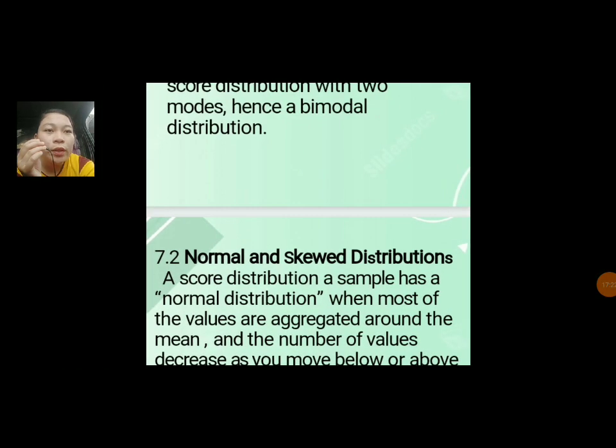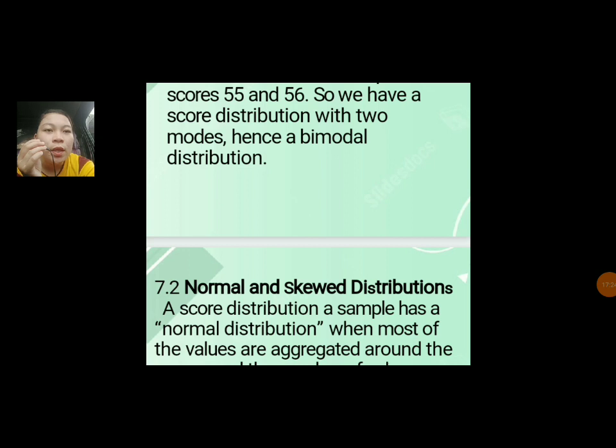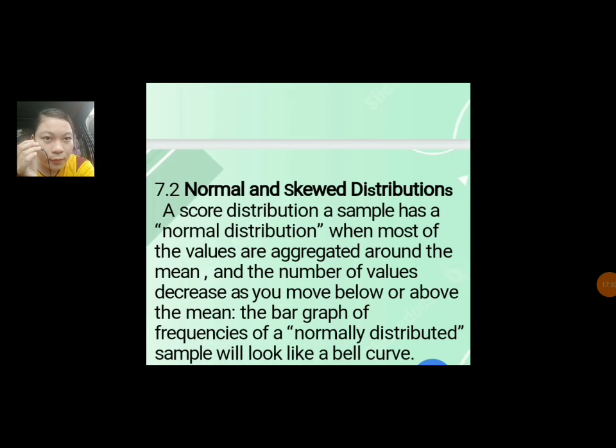So we have a score distribution with two modes. So hence a bimodal distribution. As I've said, if there are two modes, that is bimodal. So let's move to the normal and skewed distribution.